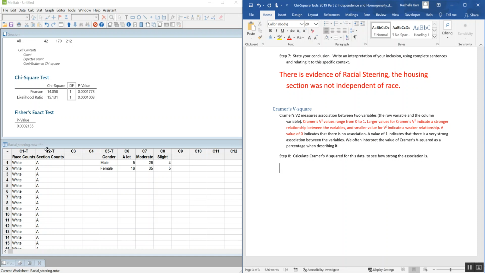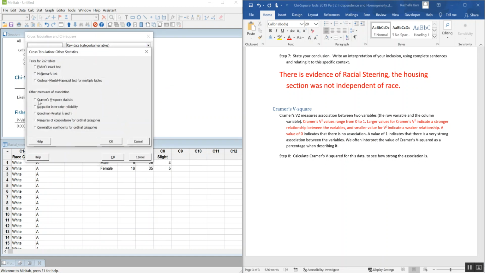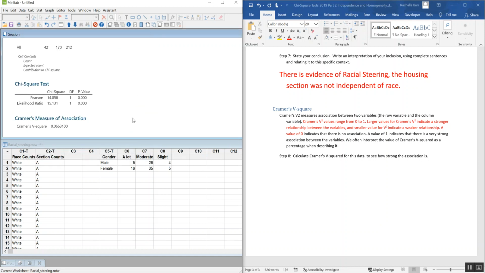So we're going to do the Cramer's V. We're just going to hit the Edit Last Dialog box and go back to that Other Stats button and select the other measures of association, the Cramer's V squared statistic. I'm showing you this one because it is the one that they prefer to use when it comes to marketing statistics. So if you're in the market research class, where they do the big market research report, you will probably need this, and it's preferred that you use Cramer's V. Just so you know. It's going to show up all the way at the bottom.